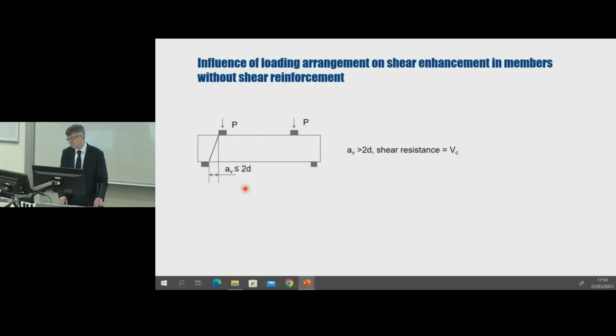Both Eurocode 2 and the previous UK code, BS 8110, adopt empirical methods to account for shear enhancement through arching action. So here I'm showing a beam where the point loads are applied within 2D of the support. So the shear strength is enhanced above the basic shear resistance of VC.